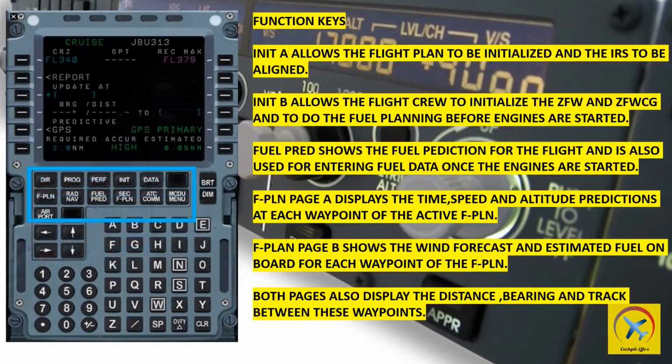The BRT dim selector controls the intensity of MCDU display pages. A short press on the BRT key performs a power up of the MCDU. A long press of the dim key starts the MCDU power off. The SP key inserts a space in an alphanumeric sequence.